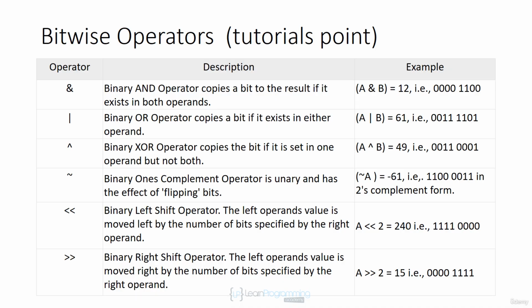Binary one's complement. So again, we're getting the binary data here because we're talking about bits. Hopefully the one's complement operator is unary and has the effect of flipping the bits, basically just negating them. So an example here was if you say tilde A, you're applying the one's complement operator, and it's equal to negative 61, it will be 1100001, right?